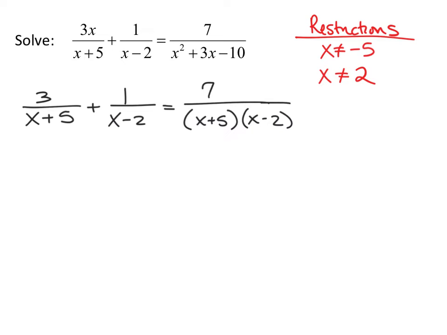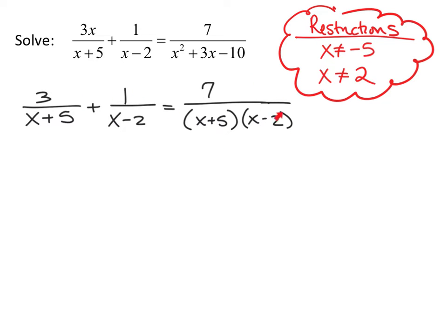And wouldn't you know it, we already have these two factors and their zeros as a restriction, because x cannot be negative 5 and x cannot be 2. So these are my only restrictions for this particular rational equation. Okay, I need, again, all three terms to have the same denominator.